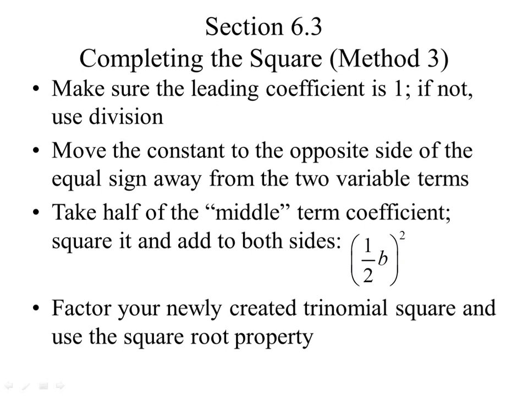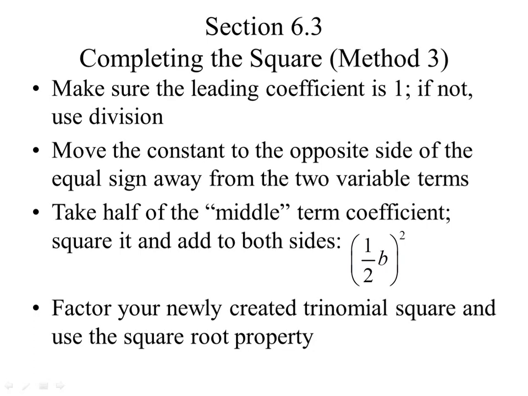So now you're going to have x squared plus 19 halves x is equal to negative 24. You're going to take that 24 and move it over to the right. Okay? So second step, move the constant to the opposite side of the equal sign away from the two variable terms. What I like to do, at that point, when I've moved that number over, is put a point.